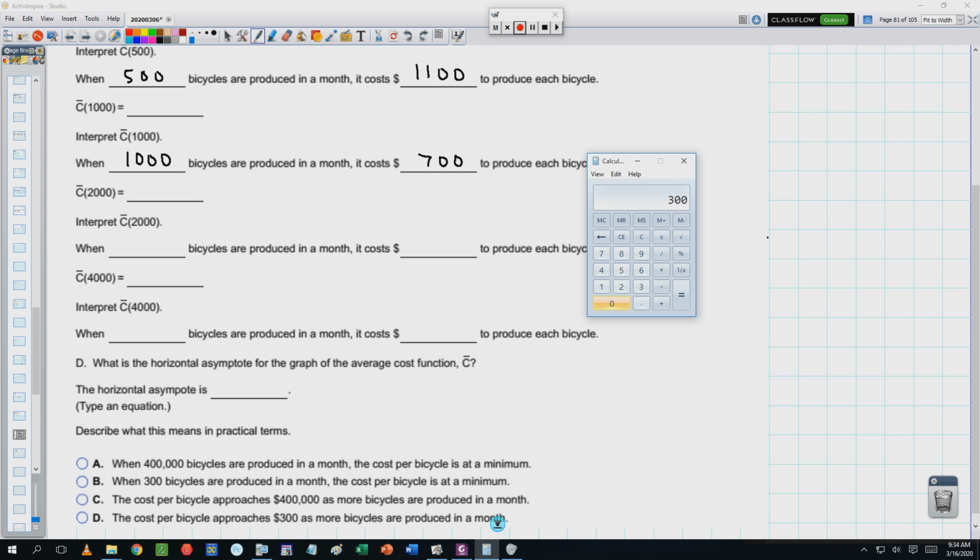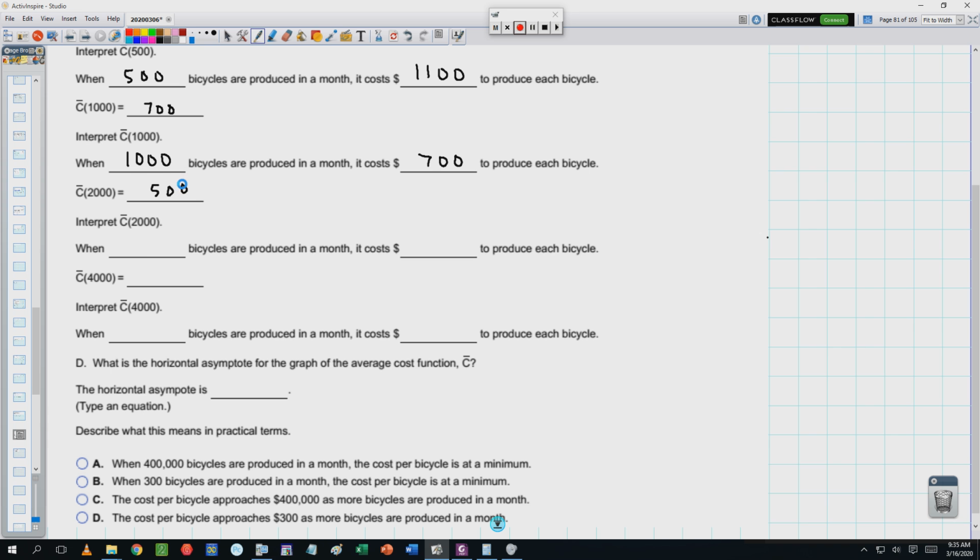300 times 2,000 plus the fixed cost, divide that by 2,000. So when 2,000 are produced, the C bar is 500. So when 2,000 bikes are produced, it costs 500 to produce each bike.